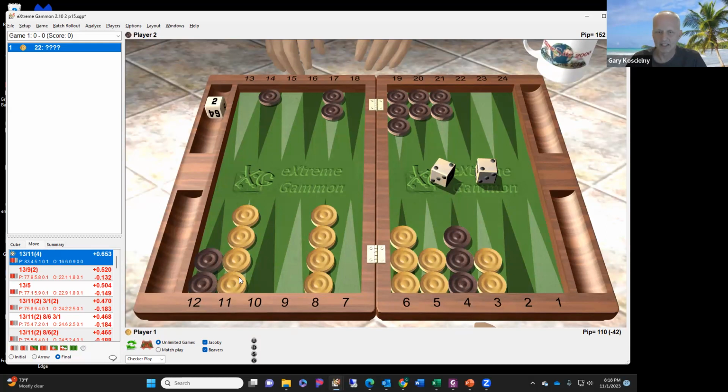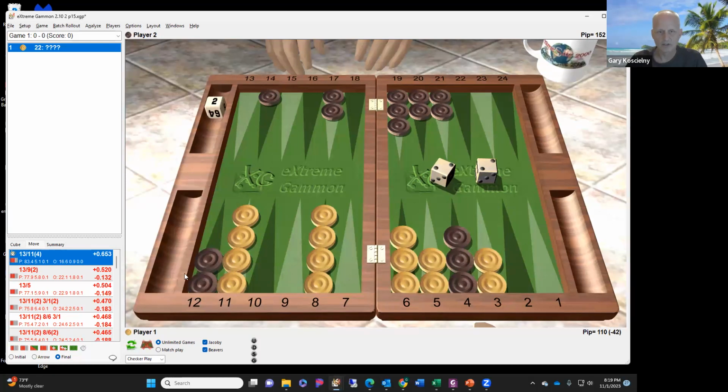And if we get down to where we have to leave a blot out here on the 11-point, we're not leaving a direct shot. We're leaving 3-4s and 5-2. We're leaving 6 numbers, but that's a whole lot better than a direct shot, which is 11 numbers.